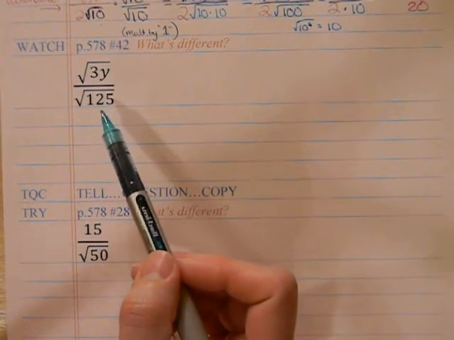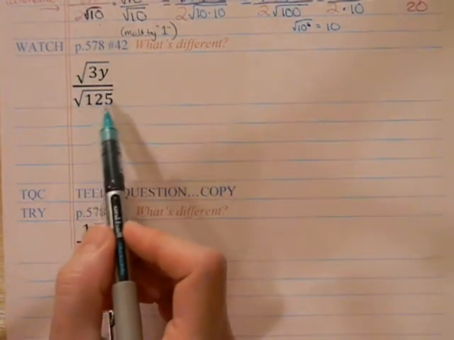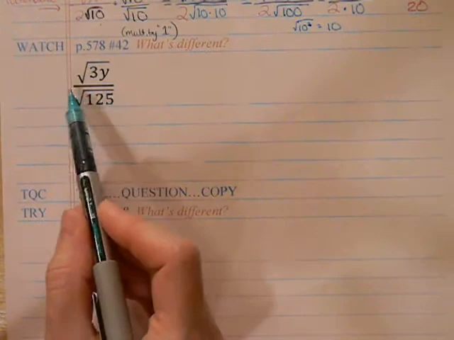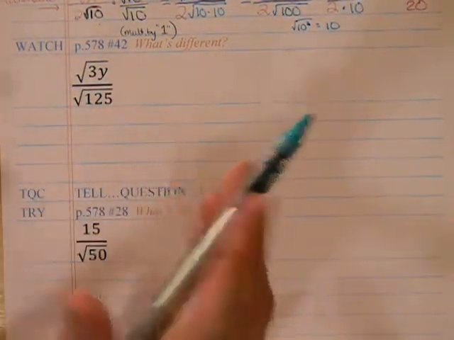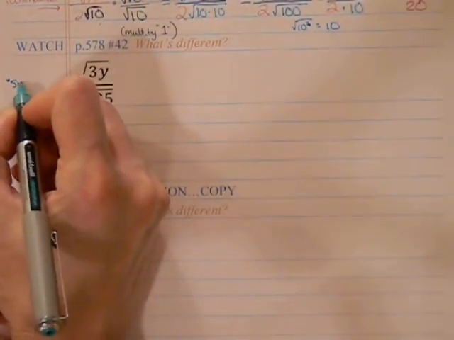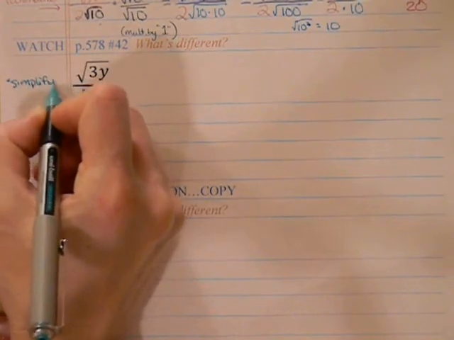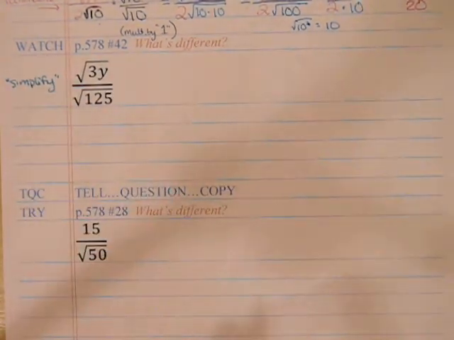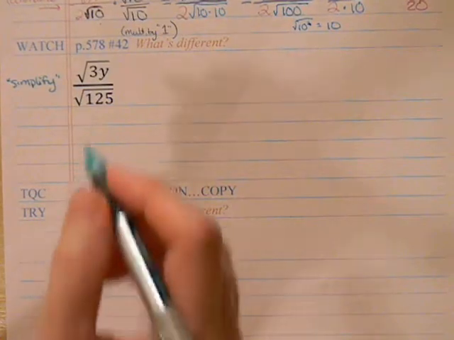Our goal here is still the same. In the end, we don't want any radicals in the denominator. So sometimes it's easier to start by simplifying what you actually see here. Is there anything we can make better? And in fact, there is.